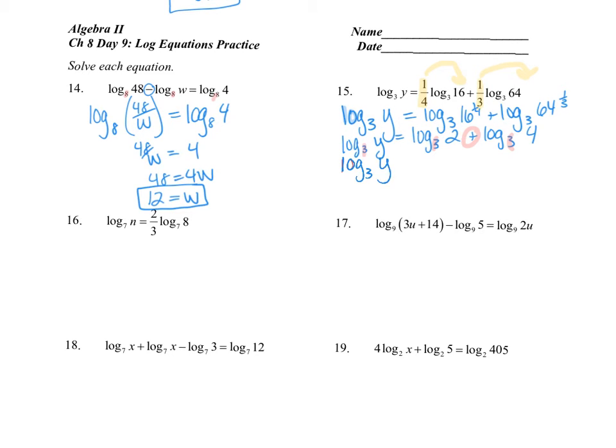So log base 3 of y equals log base 3 of 2 times 4, multiplying the arguments together. Log base 3 of y equals log base 3 of 8. So this ends up equaling just y equals 8. So I can set the arguments equal to each other at that point too.